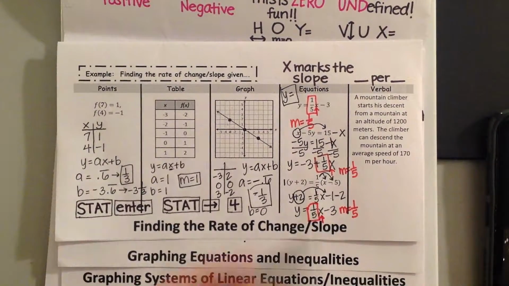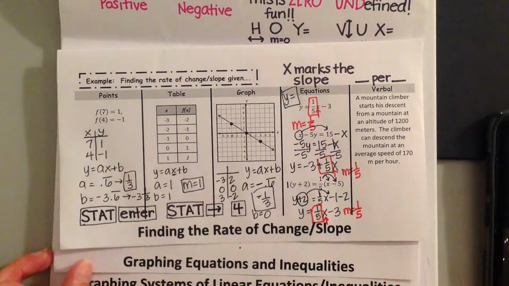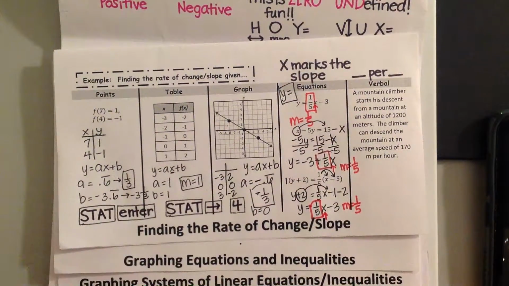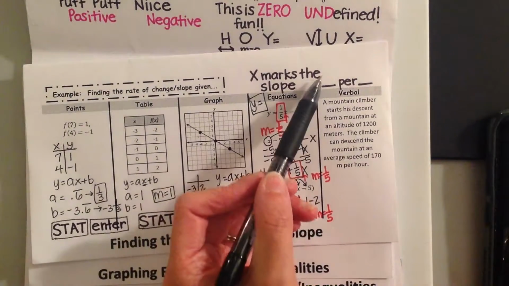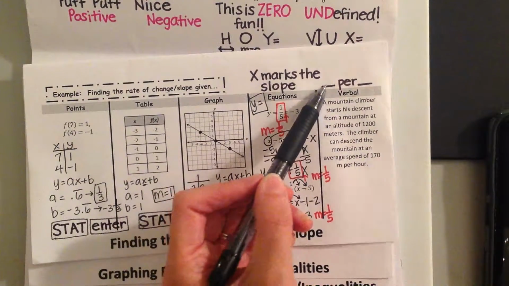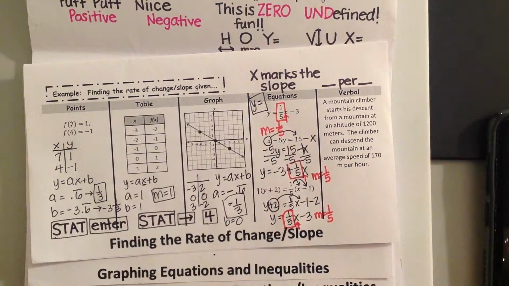And since my slope is positive for all three equations, I know that my line is going to slant up like the puff, puff, positive line in that direction. And now verbal. So you're looking for maybe some clue words, miles per hour, feet per second, words per minute. So I'm going to look.